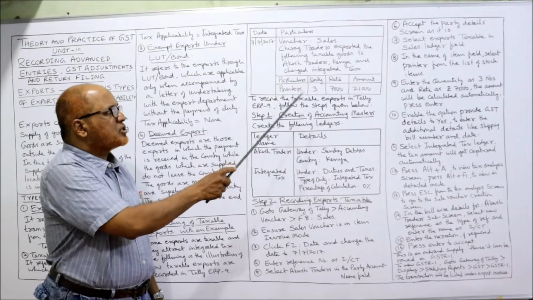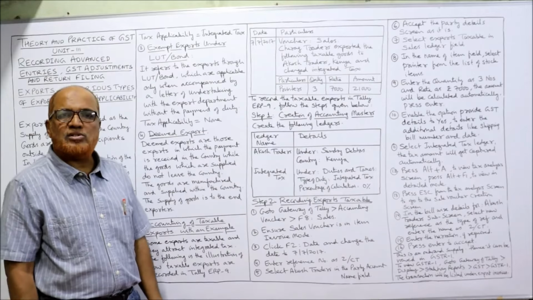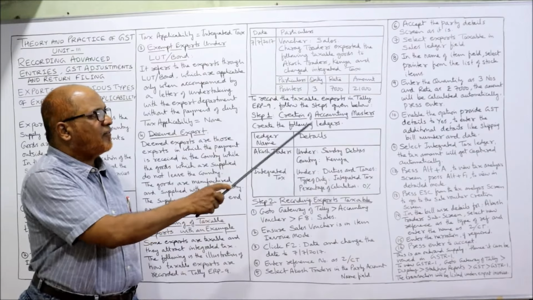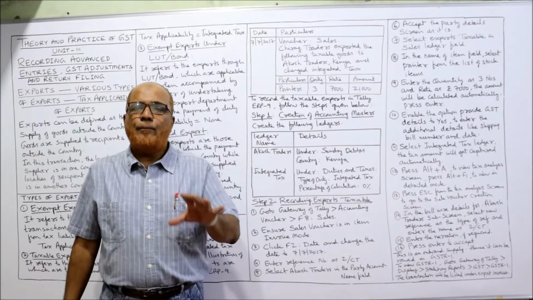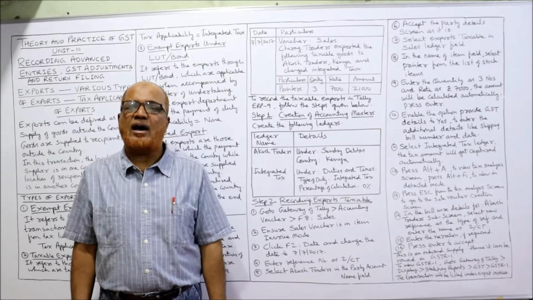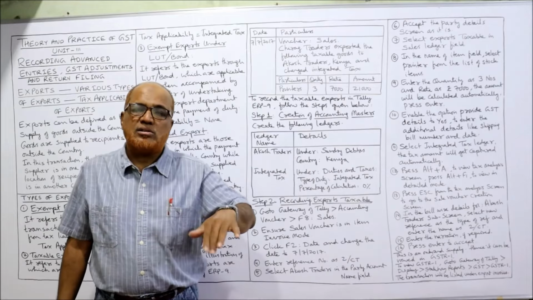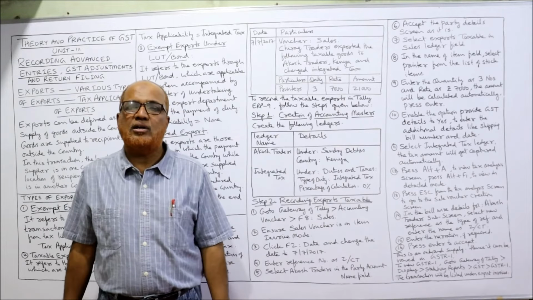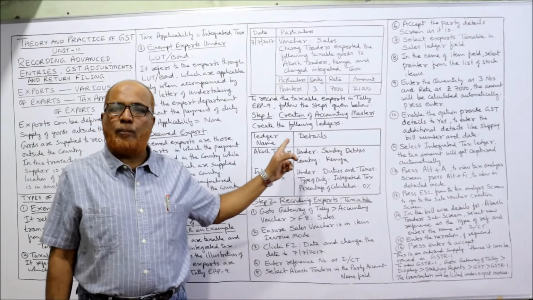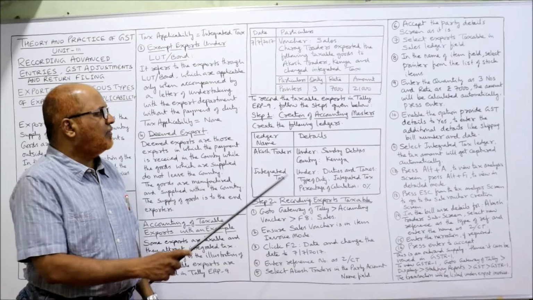To record the taxable exports in Tally ERP 9, follow the steps given below. 2 steps I am going to explain. The first step, create the following ledgers. Creation of accounting masters. Before entering any transaction, we must have the accounts opened. Without opening the accounts, we cannot directly enter any transaction. So before entering the export transaction, open the accounts.